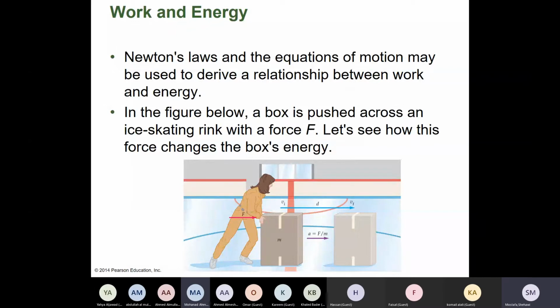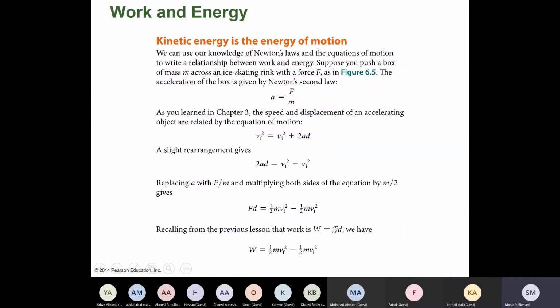Work and energy. Newton's laws and the equations of motion may be used to derive a relationship between work and energy. In the figure below, a box is pushed across an ice skating rink with a force F. Let's see how this force changes the box's energy. We will use both of them to derive an equation to calculate kinetic energy. This will be in the next one.